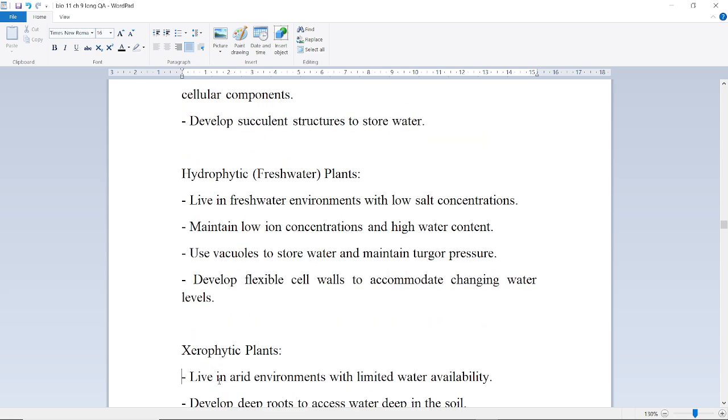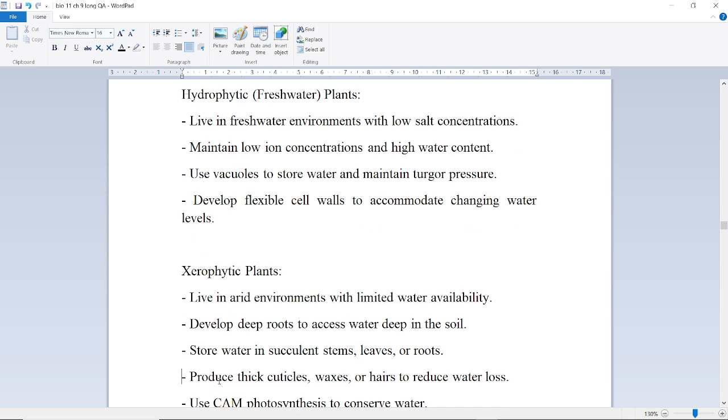Next is hydrophytic or freshwater plants. They live in freshwater environments with low salt concentration, maintain low ion concentration and high water content, use vacuoles to store water and maintain turgor pressure, and develop flexible cell walls to accommodate changing water levels.